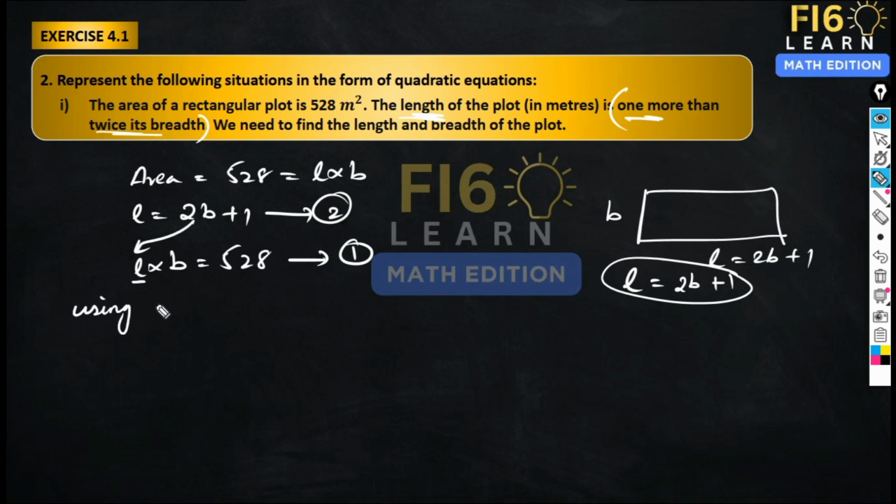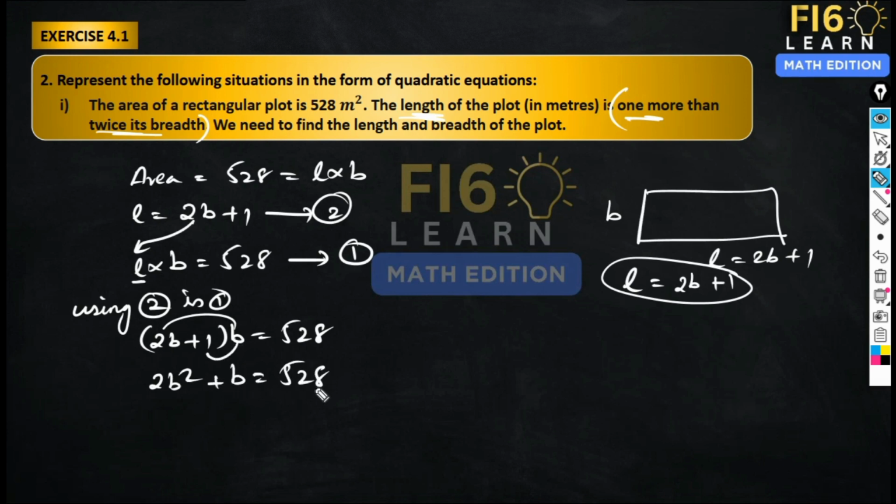Using 2 in 1, I will get, instead of this L, I can write 2b plus 1, and this b stays as it is, equal to 528. Now you can multiply this b with the 2b, so you will get 2b square, and this will be plus b equal to 528. Taking this inside, you get 2b square plus b minus 528 equal to 0. This is the required quadratic equation.